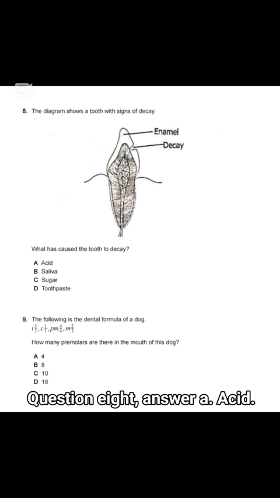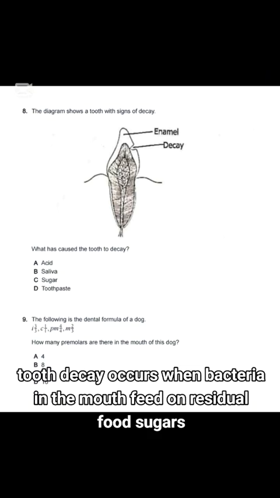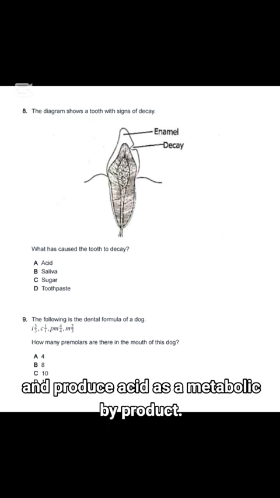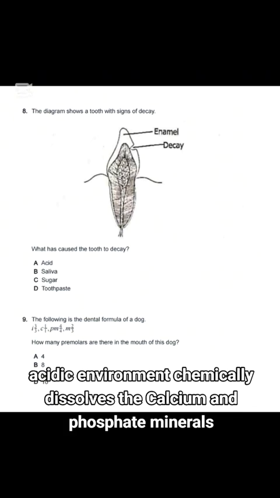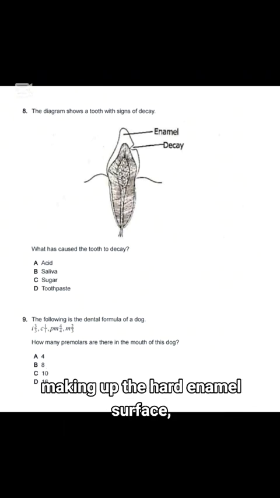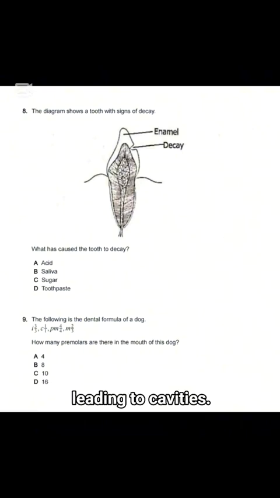Question 8. Answer: A. Acid. Explanation: tooth decay occurs when bacteria in the mouth feed on residual food sugars and produce acid as a metabolic byproduct. This localized acidic environment chemically dissolves the calcium and phosphate minerals making up the hard enamel surface, leading to cavities.